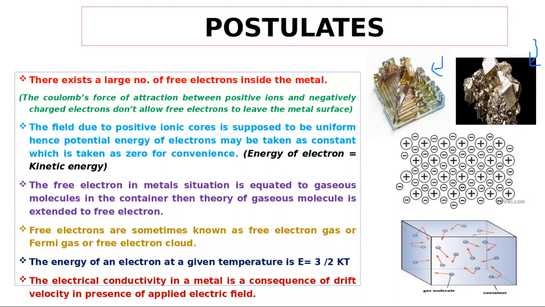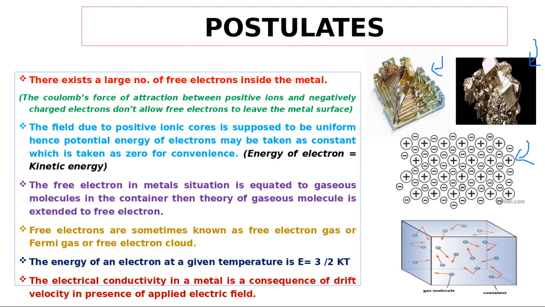what is inside this metal crystal? It was suggested by Drude that it consists of positive ions and negative ions, that is the electrons. These are the valence electrons, and they are free to move inside this metal structure. So if these are free to move inside the metal structure, why can't they leave the metal surface? Can anyone tell me, because we have not covered this, if we have a crystal structure like this and we are saying that electrons are free, why can't they leave the surface?